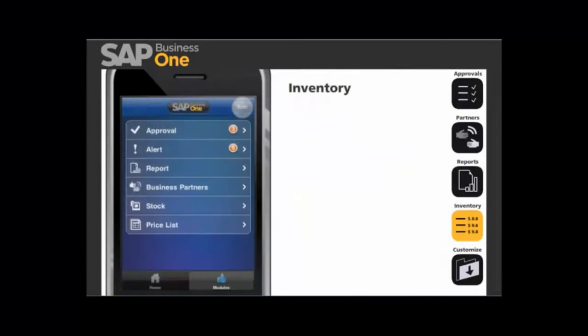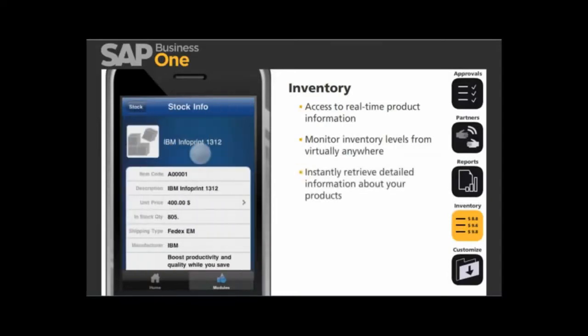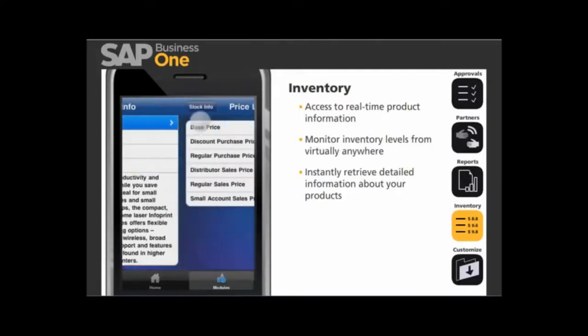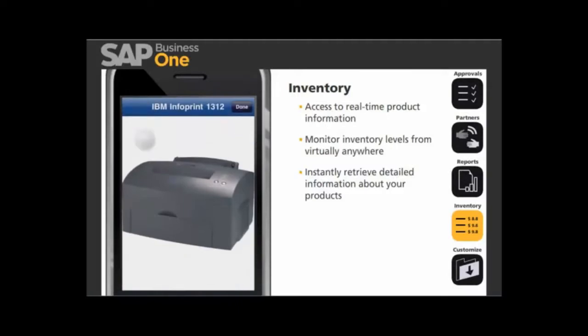When you need information, the SAP Business One mobile application delivers, enabling you to access real-time product information and monitor inventory levels from virtually anywhere. In an instant, you can retrieve detailed information about your products, including pictures, available quantity, manufacturer, and product specification, as well as purchasing and sales price information. It's all in the palm of your hands.